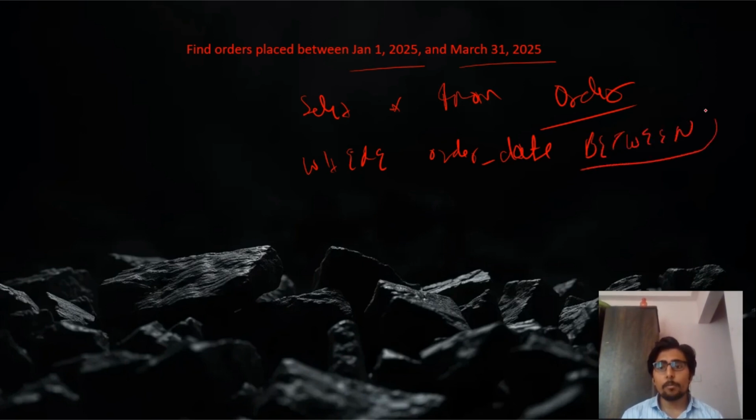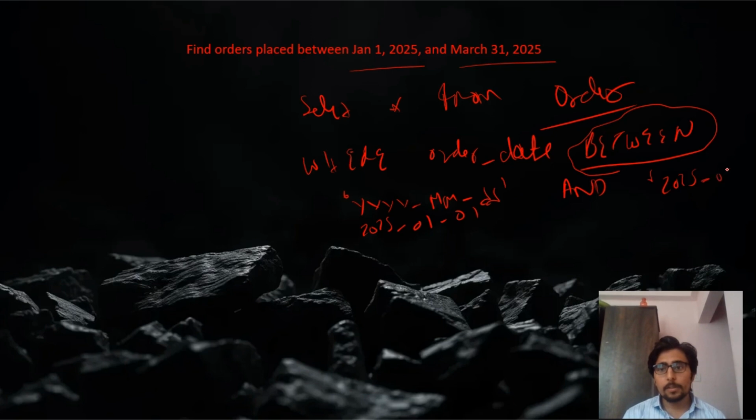Now we have to find out, we are using this filtering technique, order date between two dates, right? So we can just give the date in this format, year, month and day format. For example, here you can write 2025-01-01 and 2025-03-03.